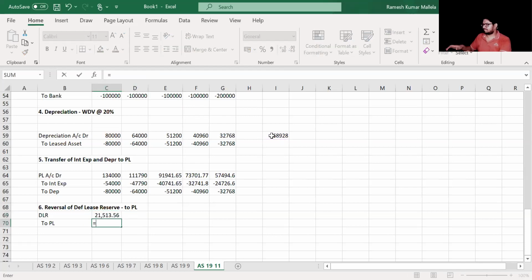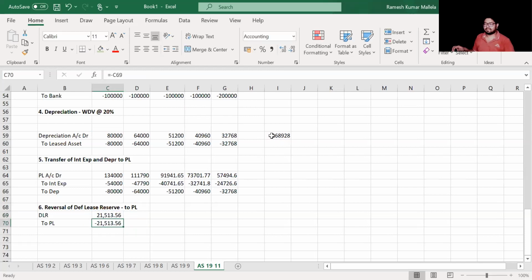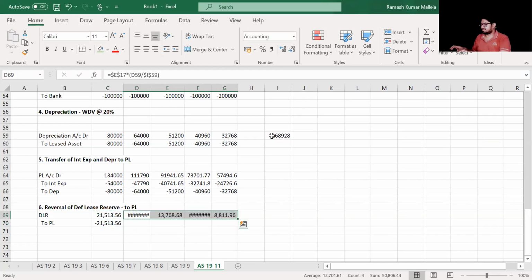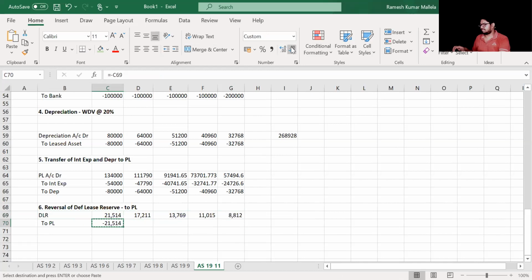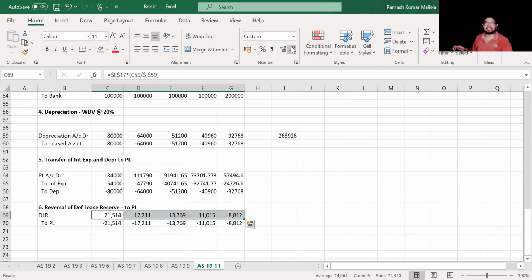Okay. So here it is. I'm taking credits as negative. Clear? So with this, all your numbers are done. So if you total up all this, it is 72,320 only. Please see in the bottom, sum is 72,320.